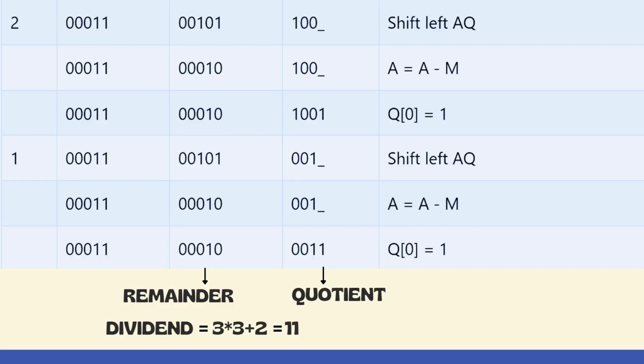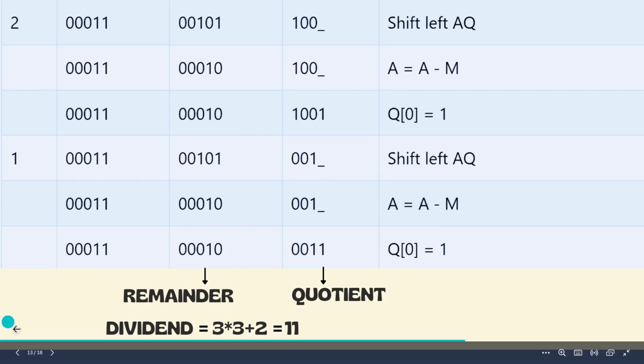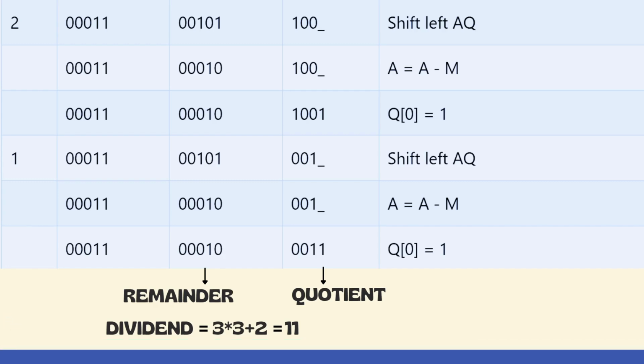When the value of n becomes 0, A is our remainder and Q is our quotient. Therefore, after converting A and Q to decimal, the value of the remainder is 2 and the quotient is 3. We all know that dividend equals divisor times quotient plus remainder. After calculating this value, we get 11 as the dividend. By using this formula, we can cross-check our answer.